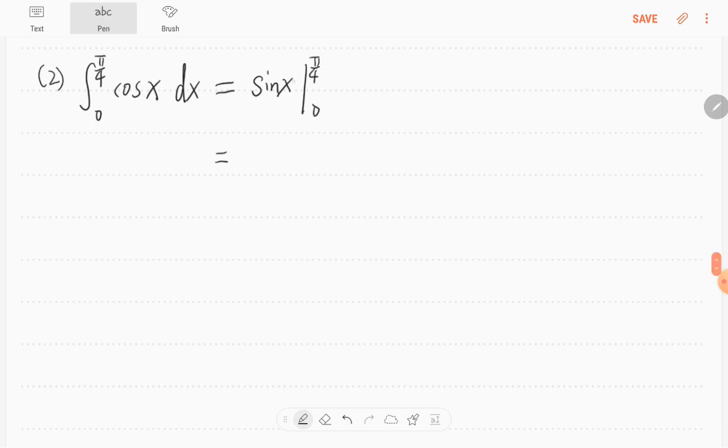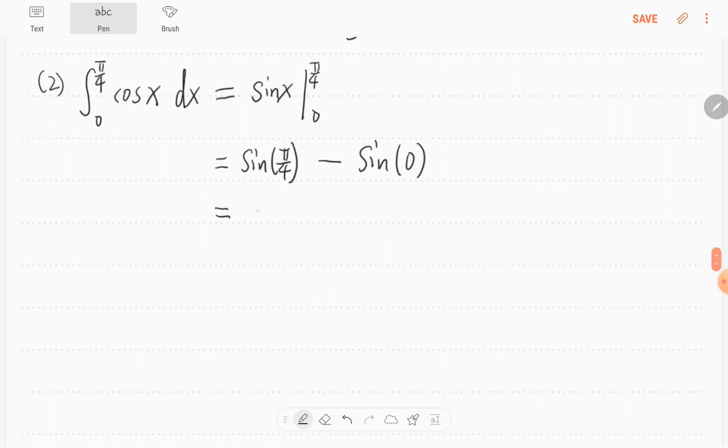So we should plug in the upper limit first, right? Sine pi over 4 first. Then minus, plug in 0, the lower limit. So it's equal to sine pi over 4, which is 45 degrees, so it's square root 2 over 2, right? Minus sine 0 equals what? Equals 0. So it's square root 2 over 2.